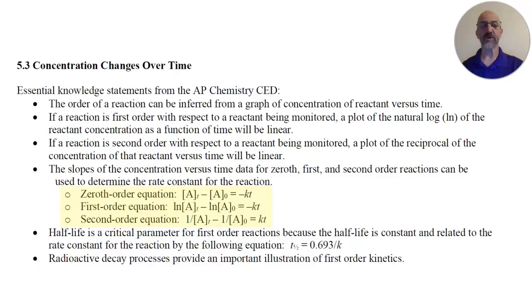The next essential knowledge statement says, half-life is a critical parameter for first-order reactions because the half-life is constant and related to the rate constant for the reaction by the following equation. So half-life equals 0.693 divided by the rate constant K. But that's only applicable for first-order reactions in which the half-life is constant.